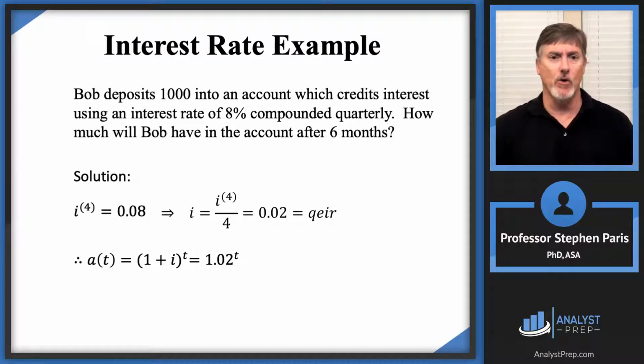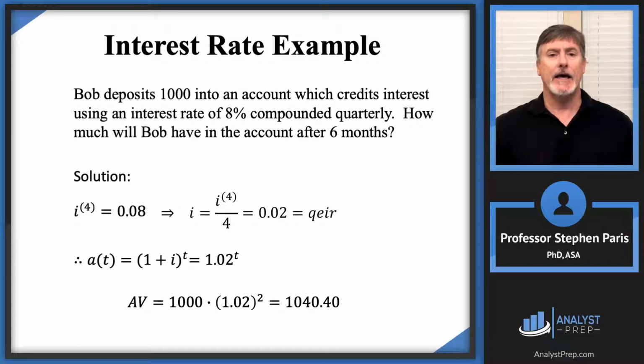t is measured in quarters. I'm looking at how much will Bob have after 6 months. 6 months is equivalent to 2 quarters. And so I would plug in a 2 for t, and I would accumulate 1,000 by multiplying by 1.02 to the second power to get the amount after 6 months, or after 2 quarters.